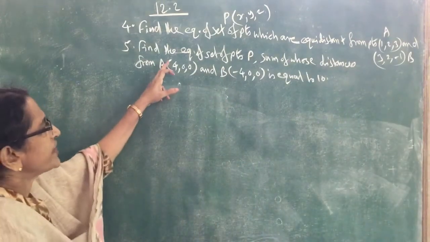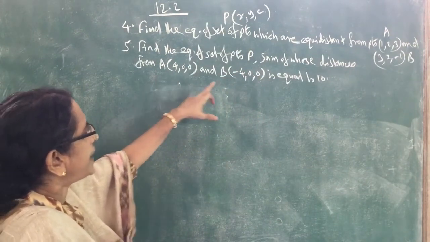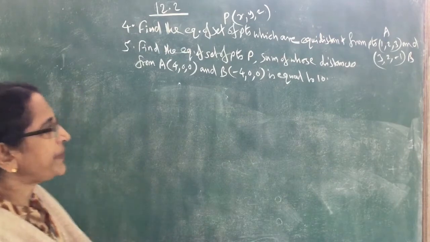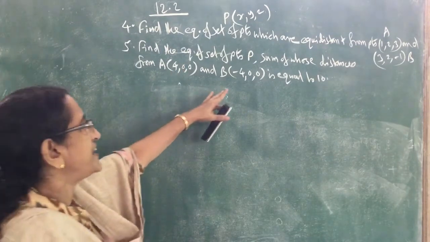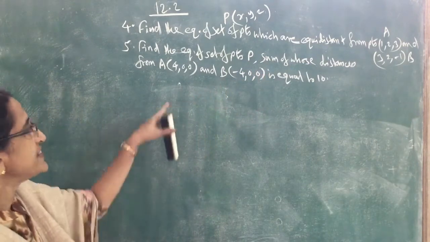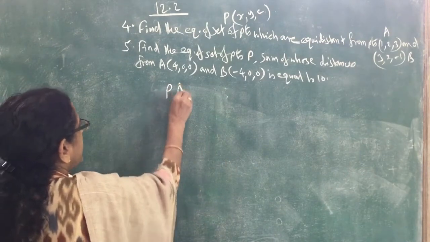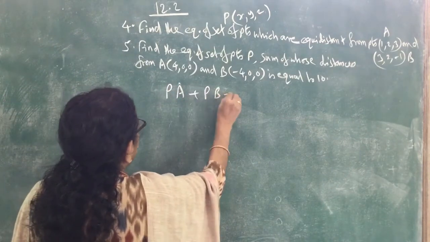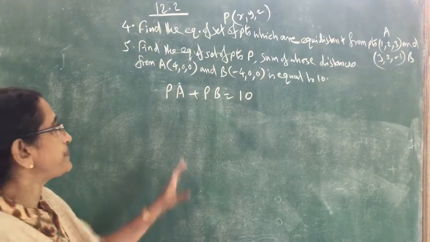Fifth one: find the equation of the set of points P, the sum of whose distances from A and B is equal to 10. That means we have to find the equation which satisfies this condition. That is, P satisfies the condition that the sum of its distances from A and B is 10. That means PA plus PB equal to 10. That is the condition satisfied by P.